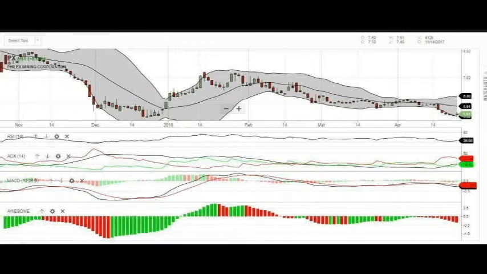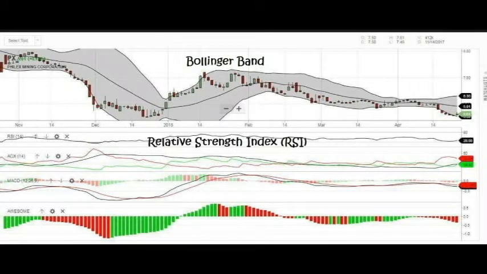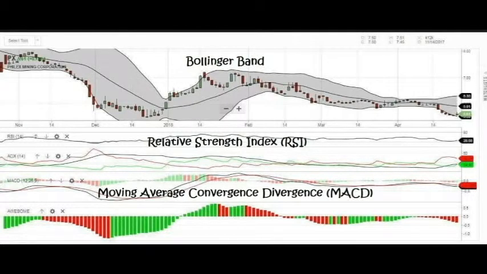I will be using three indicators, namely Bollinger Bands, Relative Strength Index, and Moving Average Convergence Divergence. This one is the Bollinger Bands. This is the Relative Strength Index, or what we call RSI. And this is the Moving Average Convergence Divergence, or what we call the MACD.